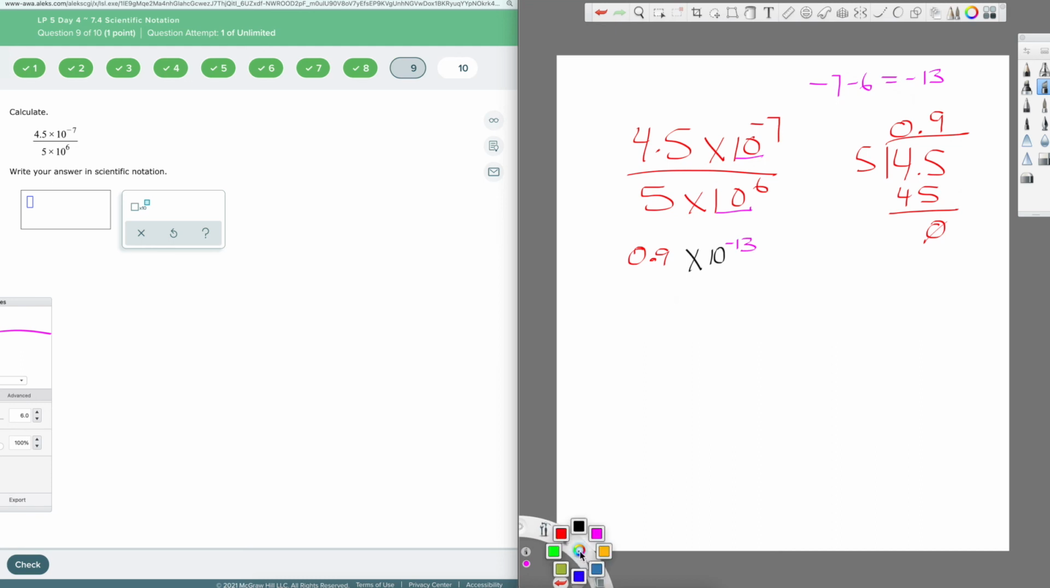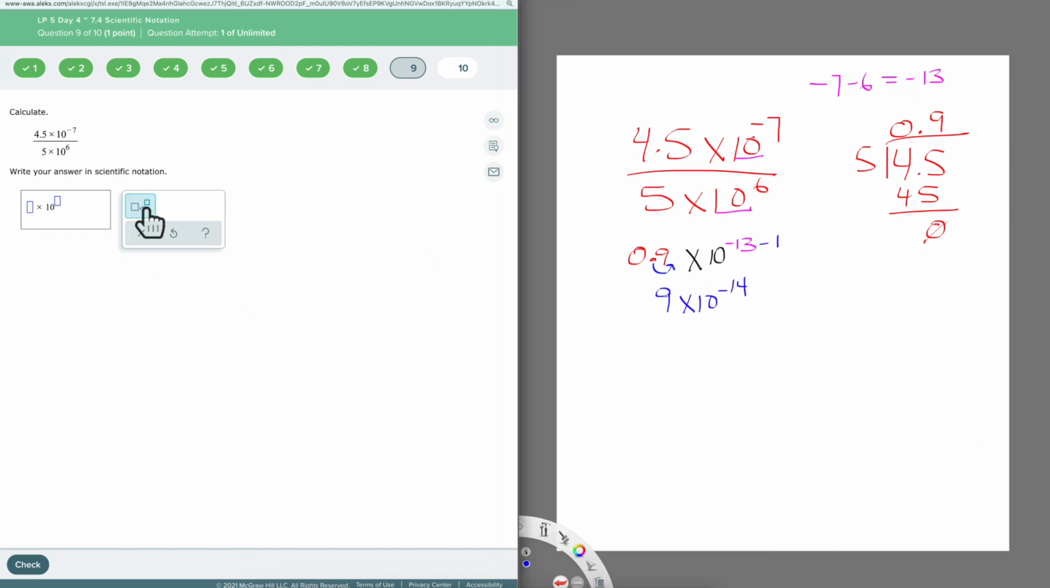I do need to do one more piece here to fix it. This is a 0. I can't have it a 0. It has to be between 1 and 9. So I need to move this guy back. Remember, this is still putting it into scientific notation, so even though I'm moving toward the positives on a number line, I'm actually going to subtract 1 here. So I have 9 times 10 to the negative 14.